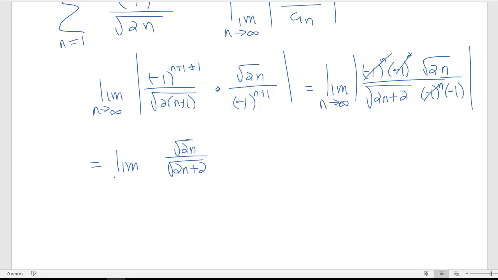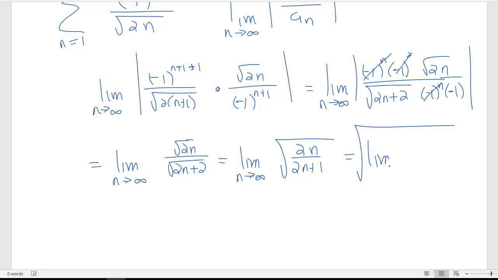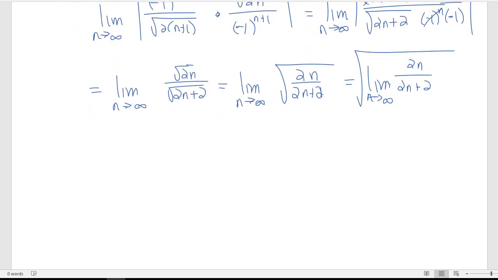All right, so to evaluate this limit, I'm going to use a property of exponents, which allows me to take the root of 2n over 2n plus 2. And then again, I'm using a property of limits, which will allow me to push the limit under the radical. Oops, I left the 2 off on that first one. So when I look at this last limit that I wrote, 2n over 2n plus 2, technically this is infinity over infinity, and then I do L'Hopital's rule, and I get 2 over 2, which is 1. So I get the square root of 1, which is 1, and our test is inconclusive.